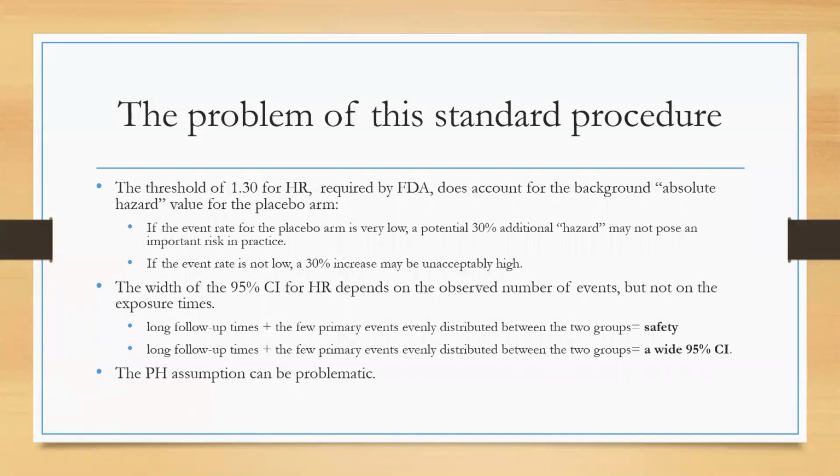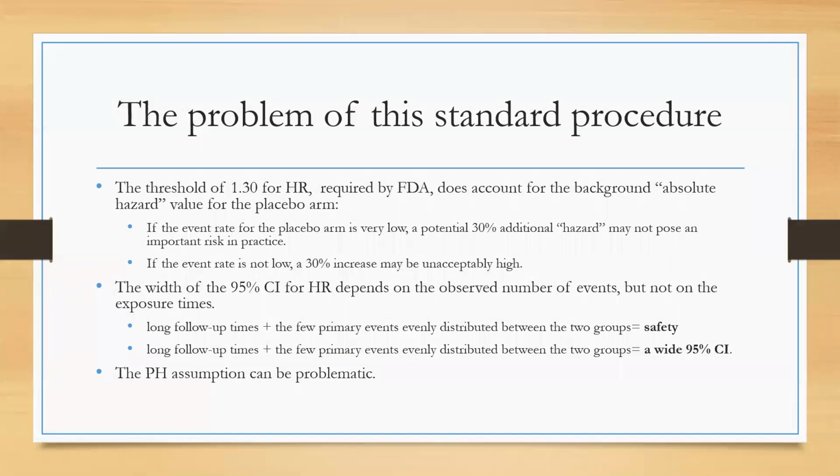As we said, hazard ratio itself does not require a specification of the reference level. So in this case, for example, consider the cardiovascular event rate in the placebo arm. If that rate is very low, then 30% or even 40% additional hazard might not pose an important risk in practice, right? Suppose your drug is very effective in controlling the glucose level. Then if the baseline rate is very low, for example, one out of 10,000 patients, then even with your drug, you have 1.5 events out of 10,000 patients. That's a fair price to pay.